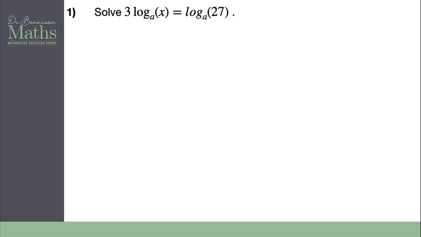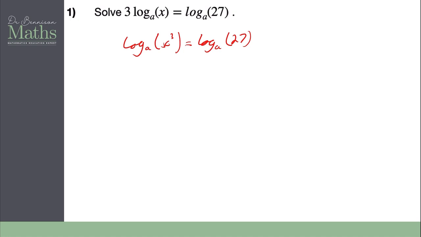Question 1, we're solving 3 log to the base a of x equals log to the base a of 27. And we're going to use the power law first of all to write the left hand side as log to the base a of x cubed is log to the base a of 27. And now we've got log to the base a of something on one side equals log to the base a of something on the other side.